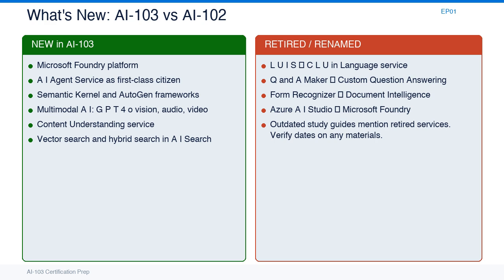On the retirement side, LUIS is gone, replaced by CLU. Q&A Maker is gone, replaced by custom question answering in the Language Service. Form Recognizer has been renamed to Document Intelligence. If you find study materials mentioning LUIS or Q&A Maker as current services, those materials are outdated. Treat those sections with caution.